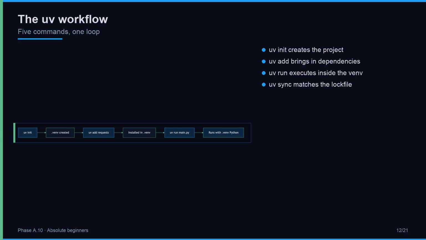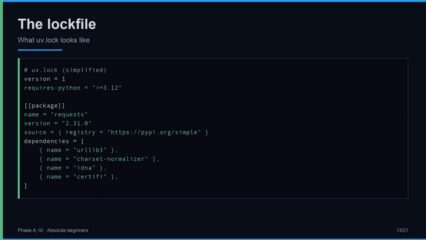Here is what the log file looks like inside. For every package, uv records the exact version and where it came from, usually PyPI. It also lists transitive dependencies. Requests depends on urllib3, charset-normalizer, idna, and certifi. This is why the log file is long even for small projects. Every package, every version, every source, pinned, so that anyone, anywhere, running uv sync gets the same result.